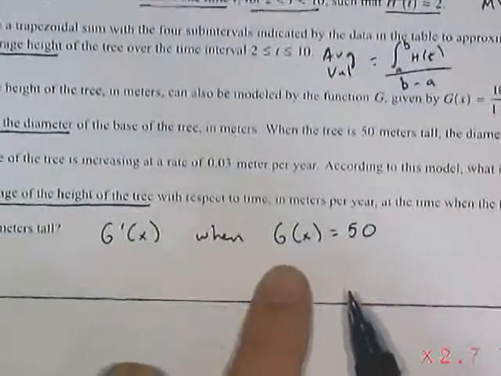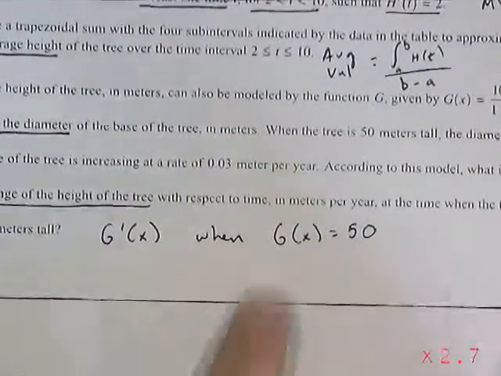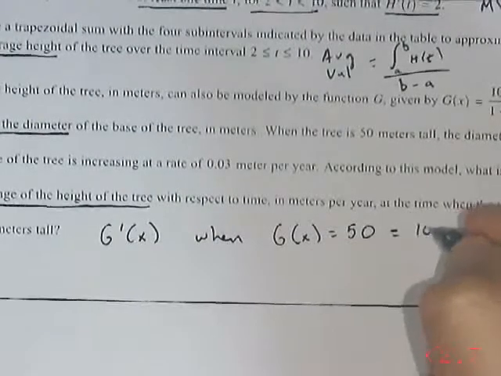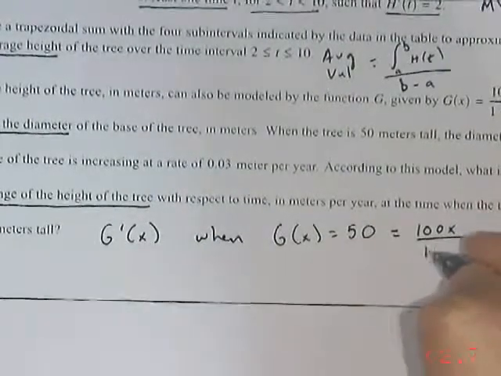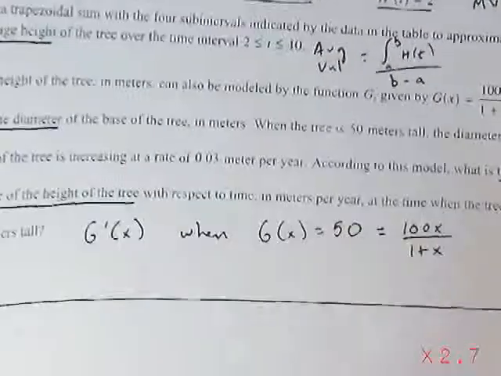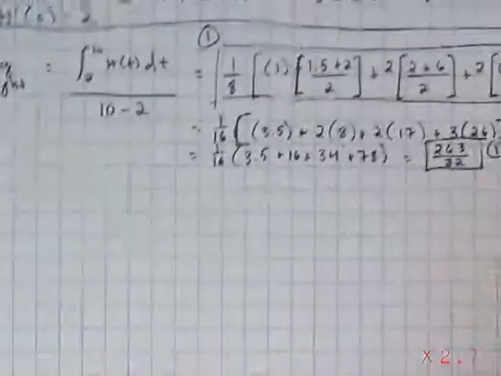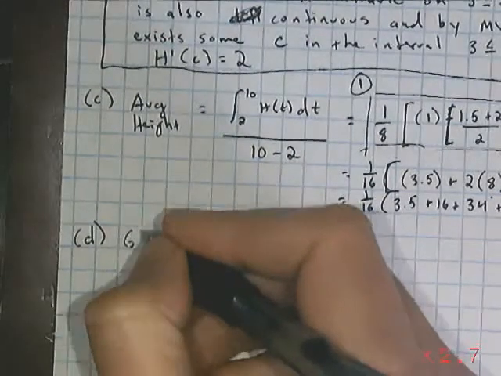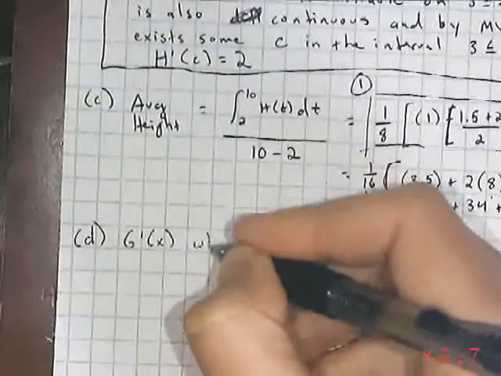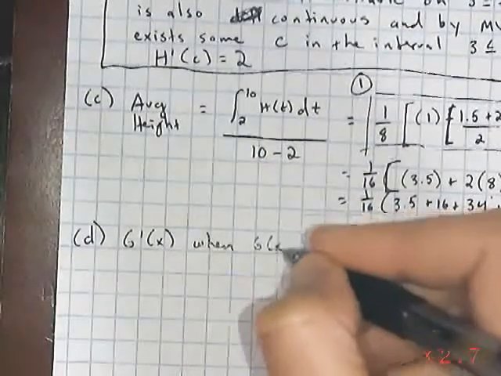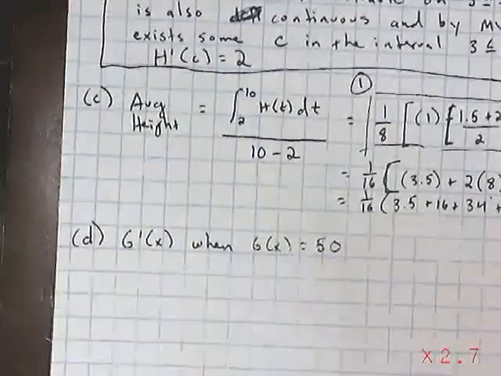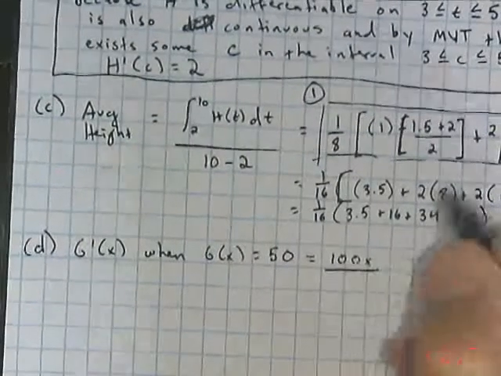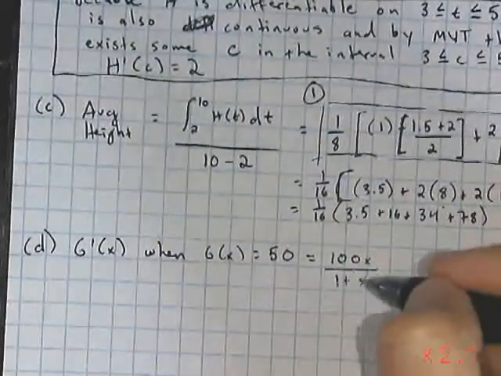Well, let's figure out when that is going to be. When is g of x equal to 50? G of x is equal to 50 when 50 is equal to 100x over 1 plus x. And actually, let's stop doing scratch here. Let's do it over here. So they want to know g prime of x when g of x equals 50. Well, g of x is going to equal 50 when 50 is equal to 100x over 1 plus x, because that is our function rule for g of x.